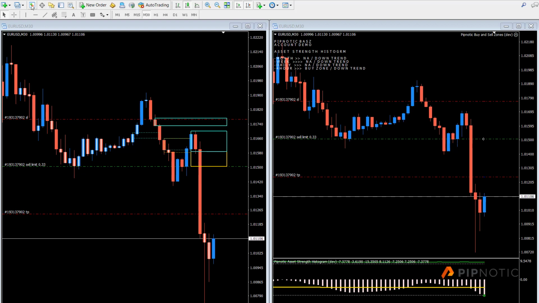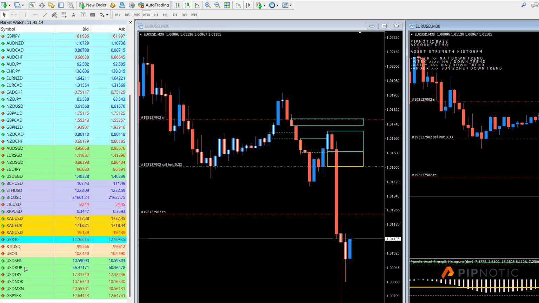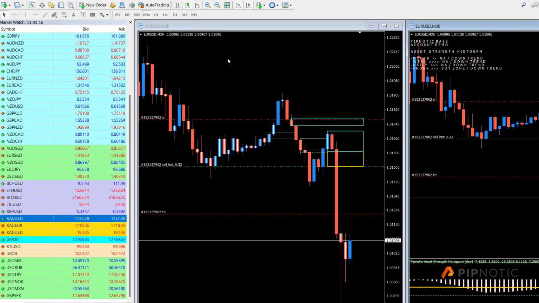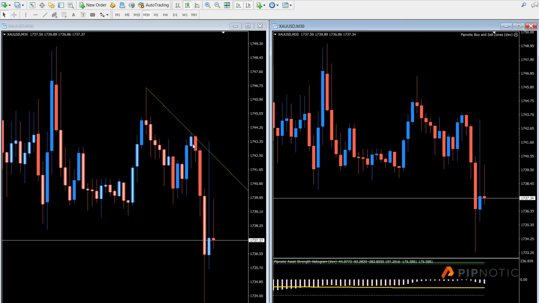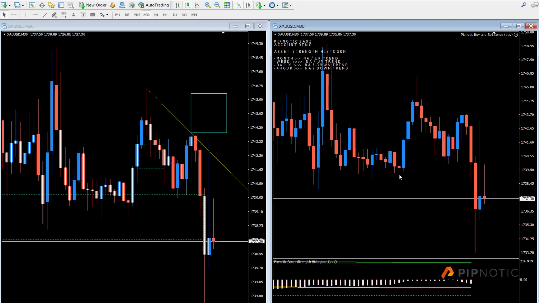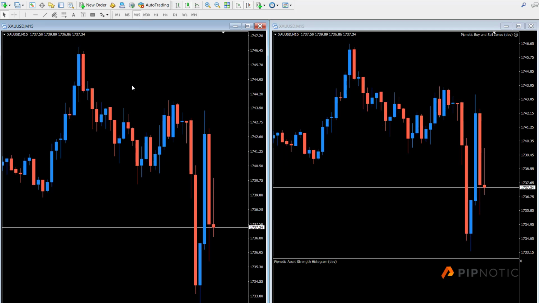So we go to another asset. Let's go to, I don't know, gold. See what's going on there. Okay, so here we have the downward sloping trend line. This is on a small time frame, so we are on the 30-minute chart, but this is a 15-minute area, so we'll have to go to the 15-minute chart to see that.